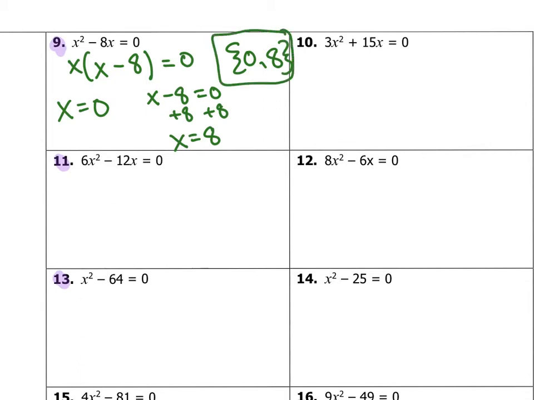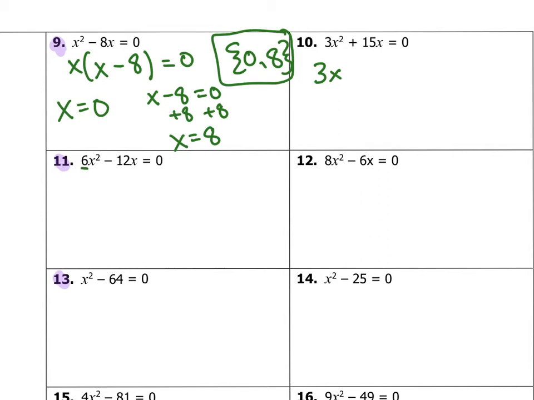If you're looking for some challenges, try number 10 out. Number 10 has a greatest common factor of 3x. We're also going to look at number 11. Number 11 is actually similar to number 10. So if you're looking to check your answer or check your work, it's going to follow similarly.